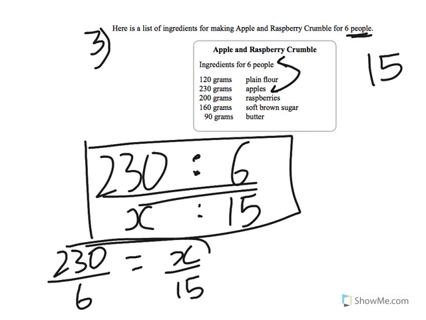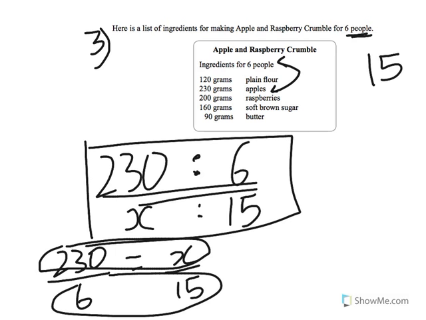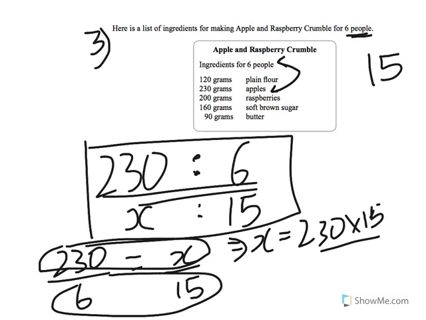Now remember the same things, which is like the grams of apples should be on one level and the number of people should be on the other level, on the denominator, or the opposite. And what you're going to get is multiplying both sides by 15, you're going to get X is equal to 230 times 15 over 6, and so then you'll need 575 grams of apple for 15 people.